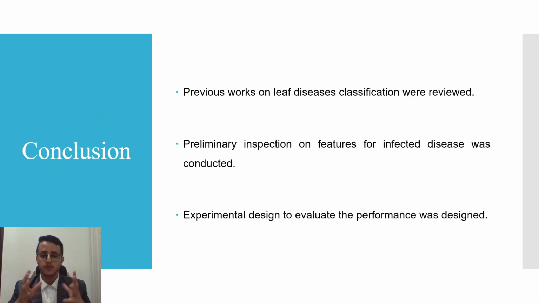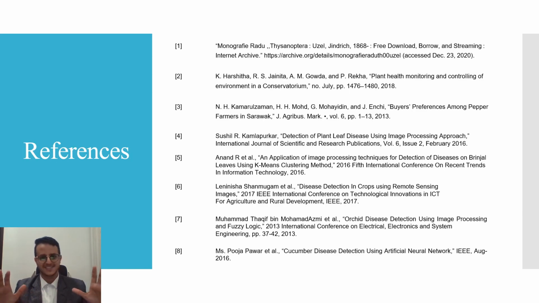The conclusions of this project are: previous works on leaf disease classification have been investigated. Initially, examination of features for infected disease was conducted. An experimental design has been prepared for performance evaluation by designing a confusion matrix. At the end, these references in my presentation, from reference 4 until reference 8, are the papers in a literature review.